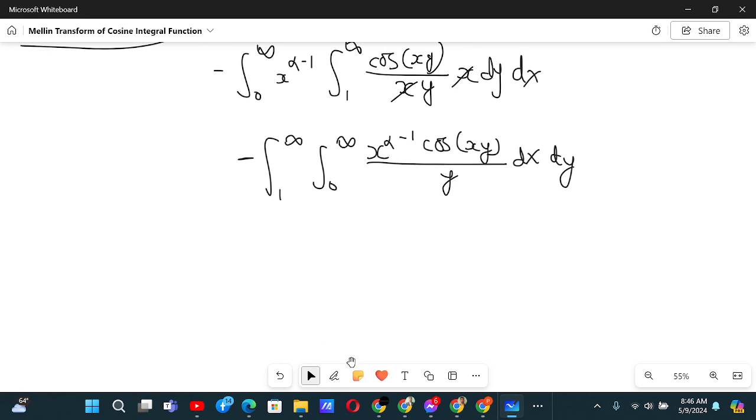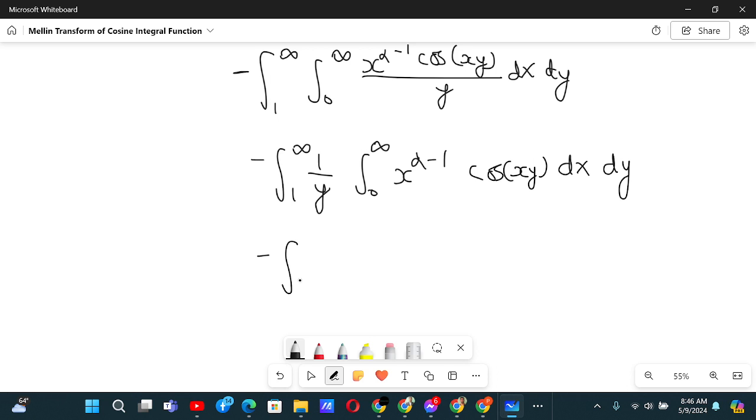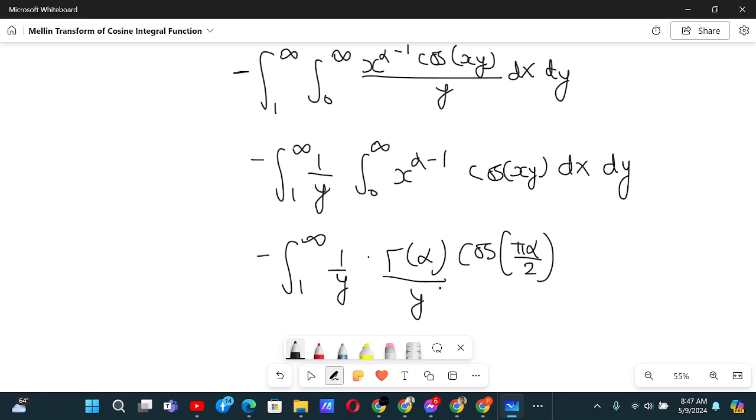Now if we take 1 by y outside, we can see that this is just the Mellin transform of the cos function: x to the power alpha minus 1, cos of xy, dx dy. Here, in the world of x, y is just a constant, and alpha is the world that this function will go into. So we know that the Mellin transform of cos of ay will be gamma of alpha and then cos of pi alpha by 2. Also, since we have a constant y here, that will be y to the power alpha, and then dy.